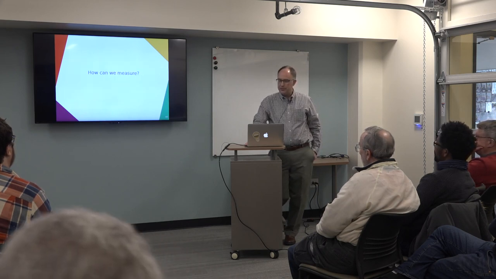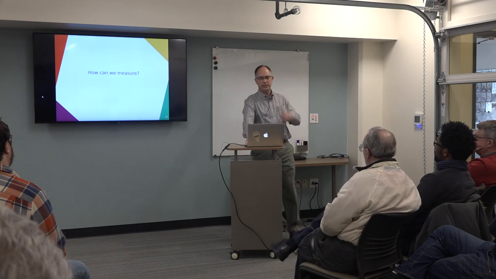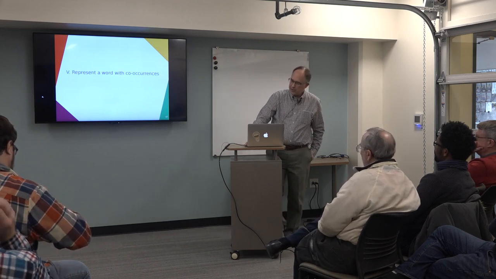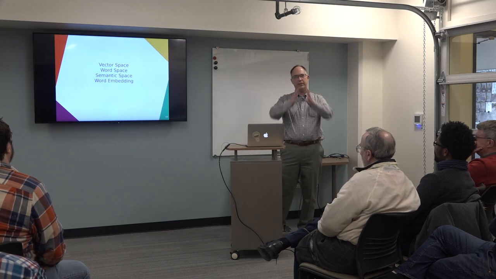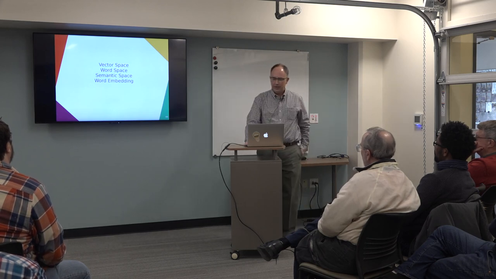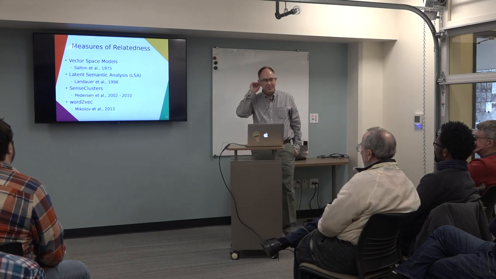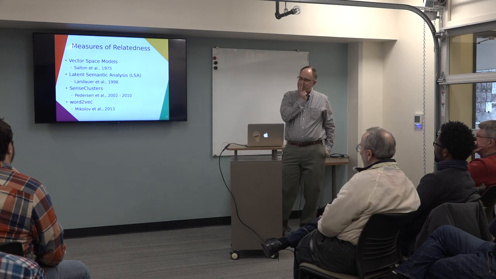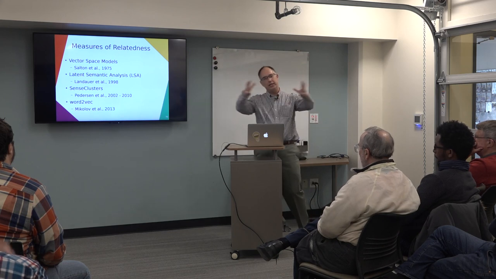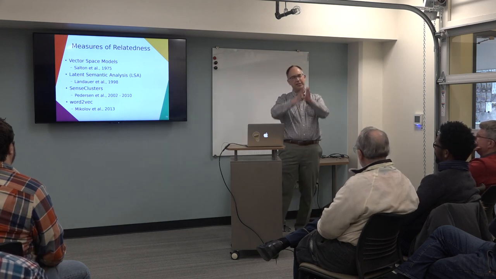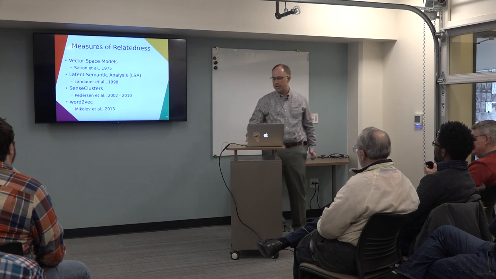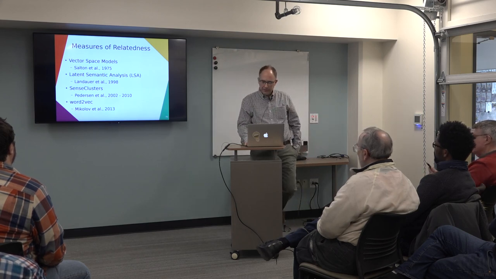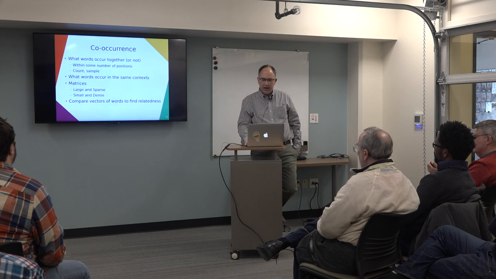And so how can we measure that kind of relatedness? Well, we can represent words with co-occurrences, and this gets us into a whole big space of methods that have been raging on for generations now. All of these ideas fundamentally are trying to leverage this idea of co-occurrence. What can we draw from co-occurrence? How can we do that? What does it provide us?